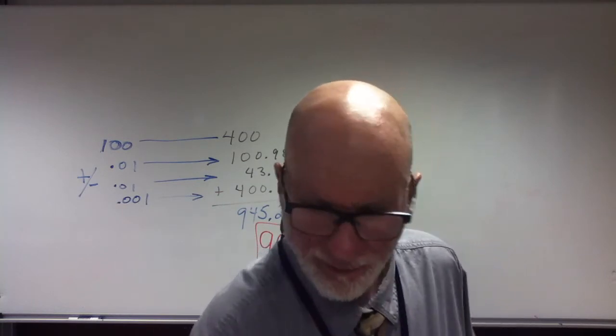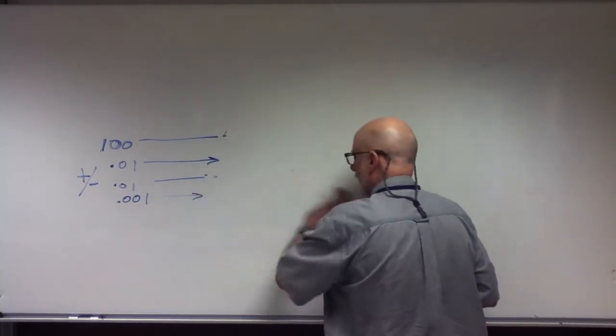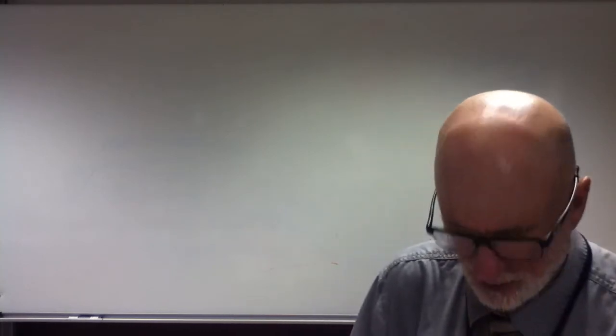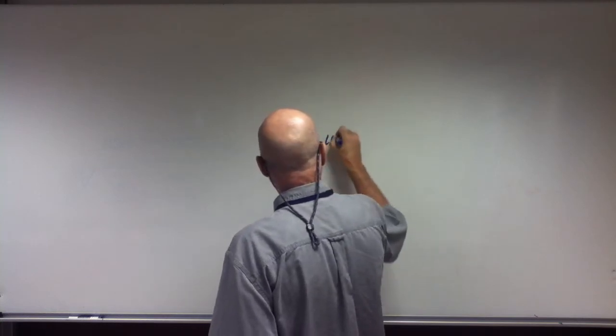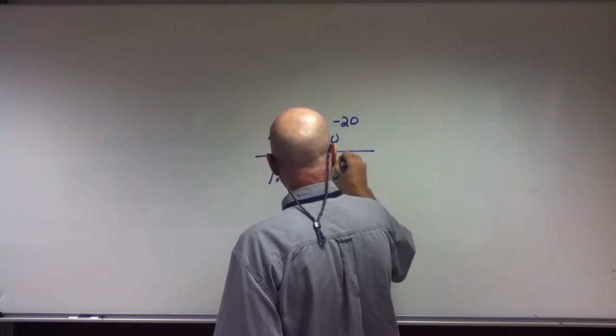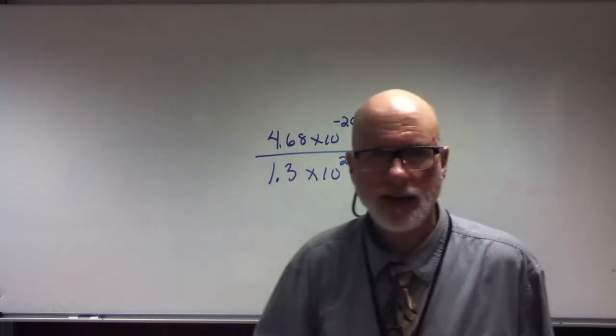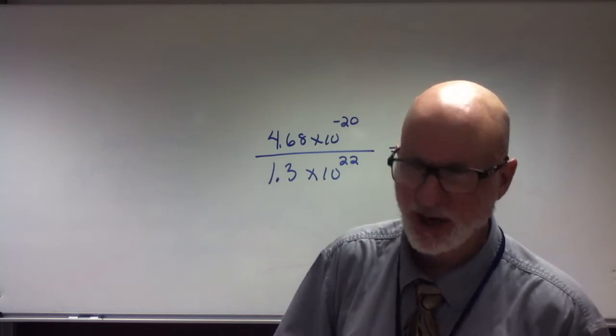All right, shall we do another one? Let's go crazy. Let's do one where you need to use your calculator and you need to use your EE button. I don't go there with calculators that are bizarre, right? Let's say we have 4.68 times 10 to the negative 20 divided by 1.3 times 10 to the 22. Okay, what does that equal? Can you do that on your calculator? You can? What do you get?